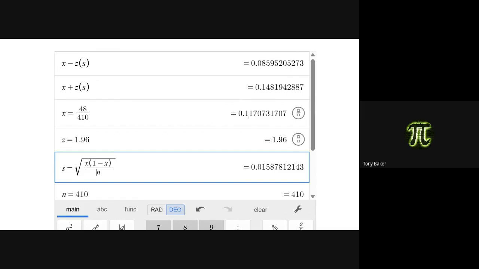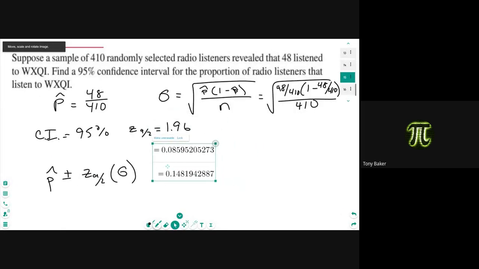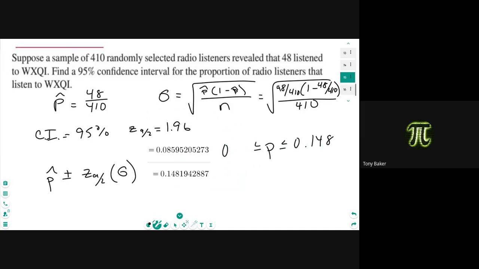So 48 out of 410 was about 11.7% or 0.117. So my confidence interval for this at a 95% confidence interval, my P is going to be somewhere between 0.086 and 0.148. So about 8.6% to 14.8% of the people would be listening to the radio station.